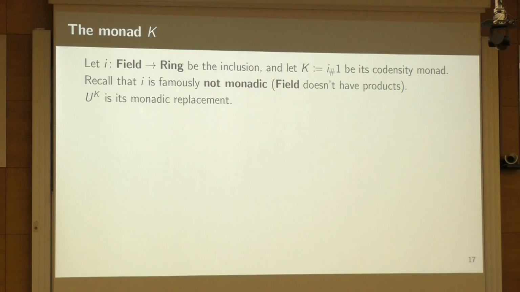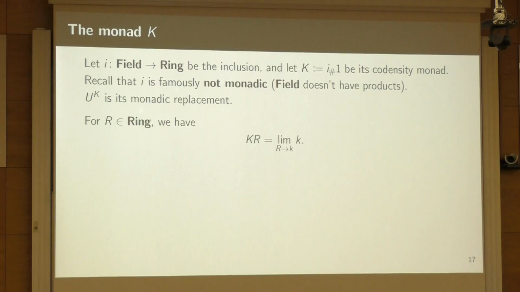Now, this monad has been known for a while. I'm going to call it K. This is interesting because the forgetful functor from field to ring or from field to set is clearly not monadic because field doesn't have products. And so if we answer what this monad is, we're answering what is the monadic replacement of this forgetful functor. So what is the monadic replacement of the category of fields over ring or over set?